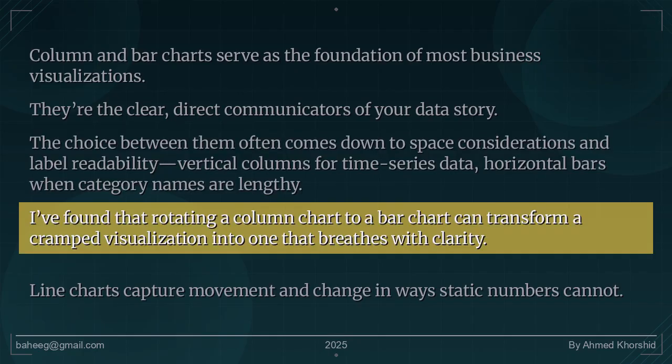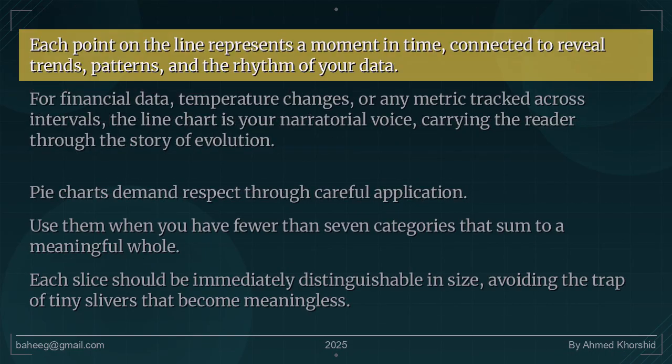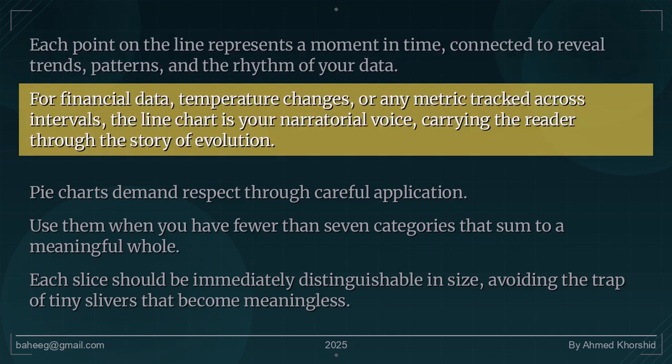I found that rotating a column chart to a bar chart can transform a cramped visualization into one that breathes with clarity. Line charts capture movement and change in ways static numbers cannot. Each point on the line represents a moment in time, connected to reveal trends, patterns, and the rhythm of your data. For financial data, temperature changes, or any metric tracked across intervals, the line chart is your narratorial voice, carrying the reader through the story of evolution.